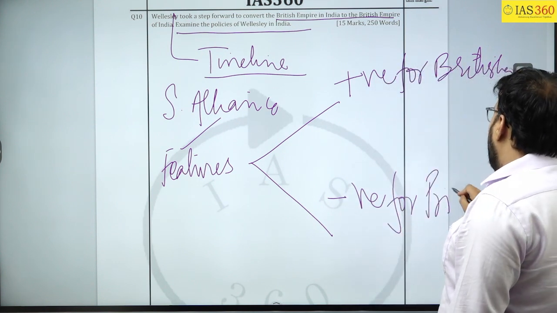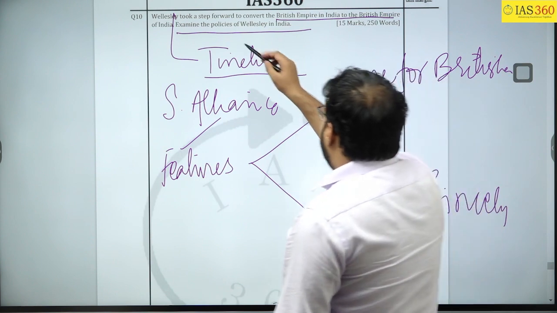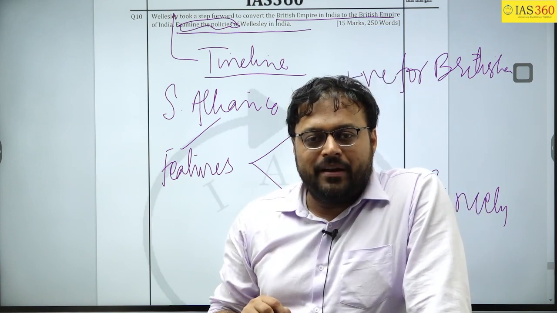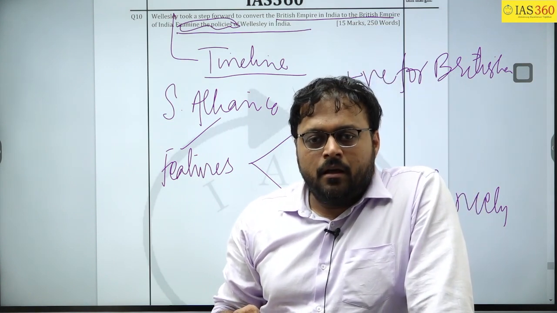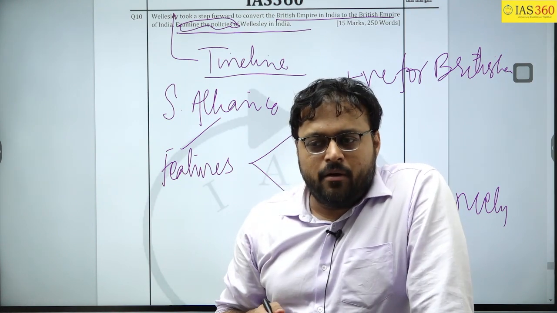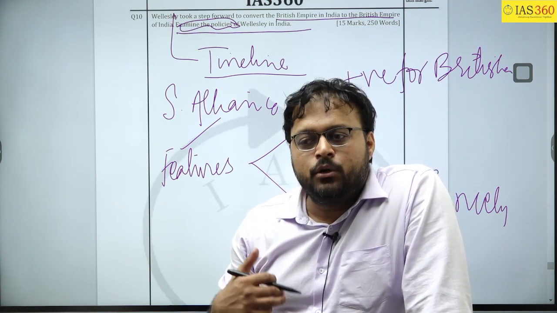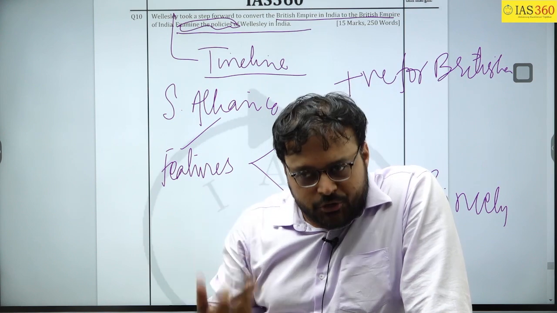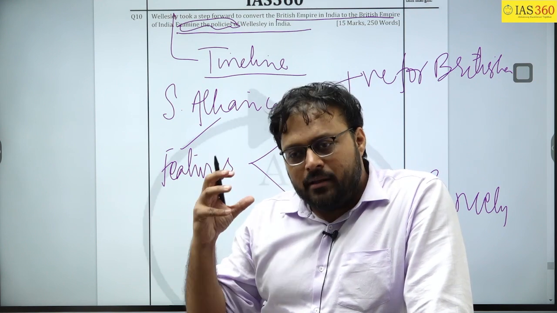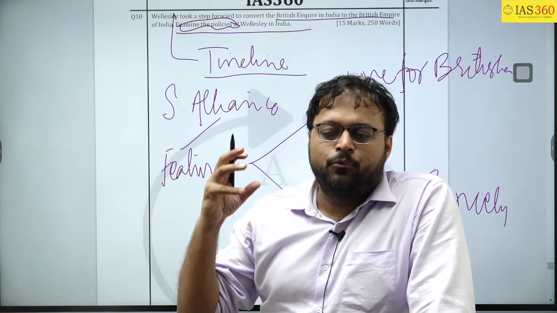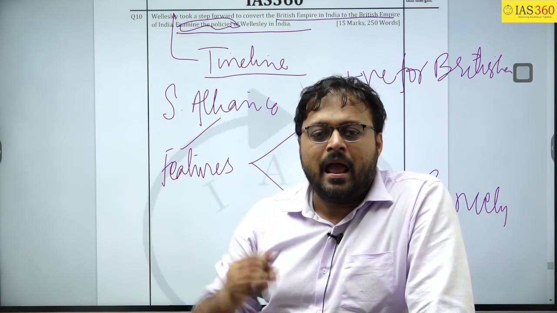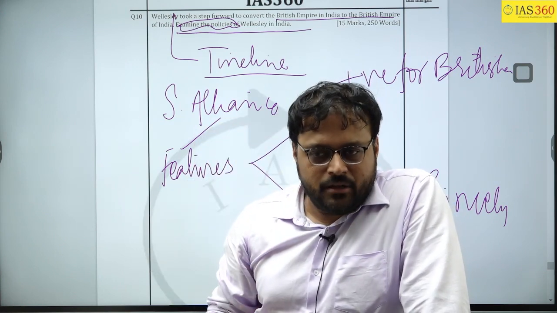Because if you do not do it like this, then you cannot address the second important part of the question, that is, examine the policies of Wellesley in India. At the same time, the idea of paramountcy, which was started by Warren Hastings, was given renewed strength by Wellesley. So with respect to the policies of the subsidiary alliance, you will have to mention the features, and then examination means its positives for the British and its negatives for the princely states.